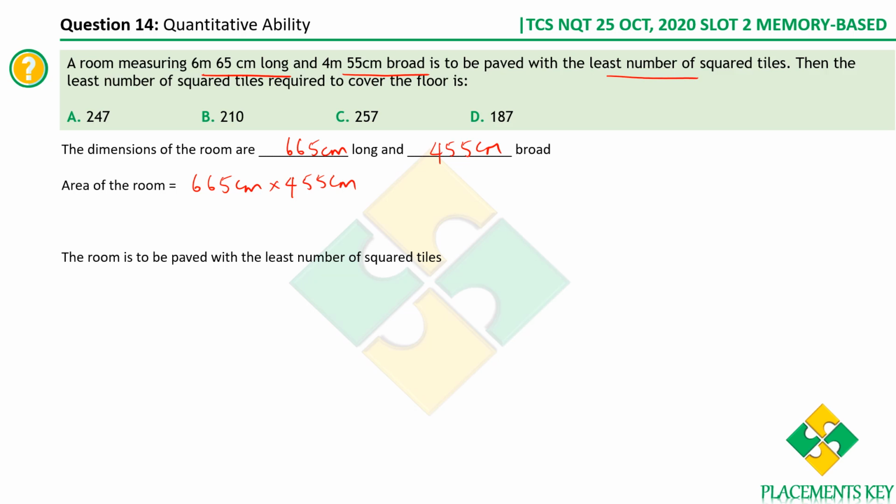Now think about it. If the number of tiles has to be the least, the dimensions of the square tile has to be the most. Therefore, the side of the square tile should be as high as possible. Is it clear? If you want fewer squares, the dimension should be more. Each square tile should be very big. So now how shall we find the side of the square tile?